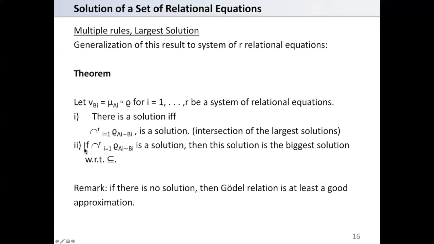And if the intersection of the Gödel relations is a solution, then this solution is the biggest solution with respect to the subset relation. Remark: if there is no solution, then the Gödel relation is at least a good approximation.